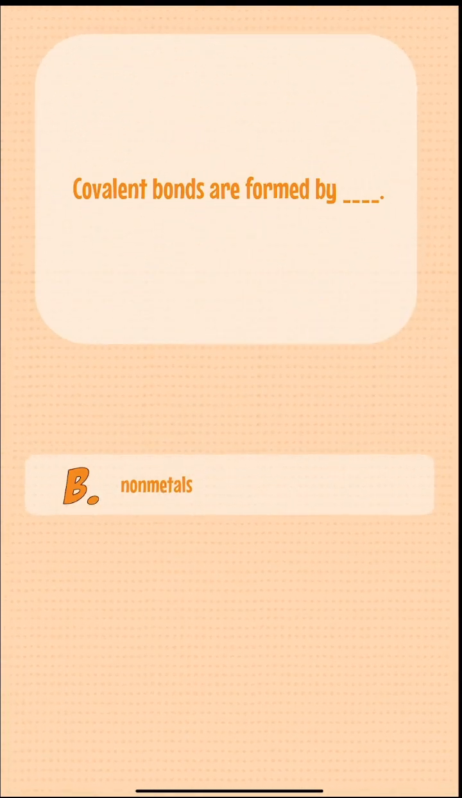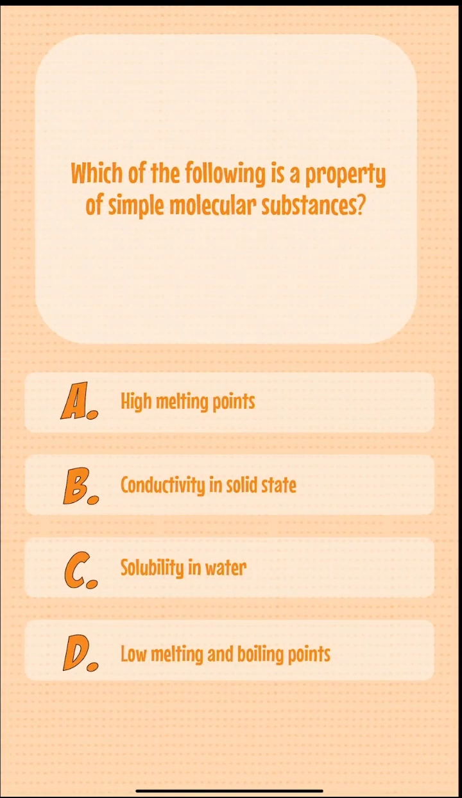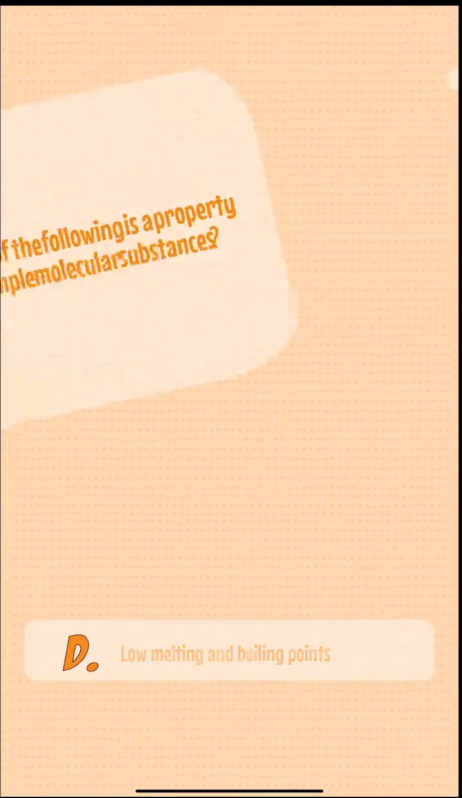Non-metals, yep. Well done. Next question. Which of the following is a property of simple molecular substances? We mentioned this as well. What do you guys think? A, B, C, or D? Vote and tap on the screen. Can the mark scheme apply to other ionic compounds? Yes. Any ionic compound, when they ask you why do they have high melting points, you can use those same 4 points. Answer here is D. They have low melting and boiling points.